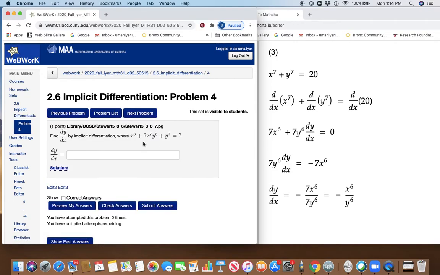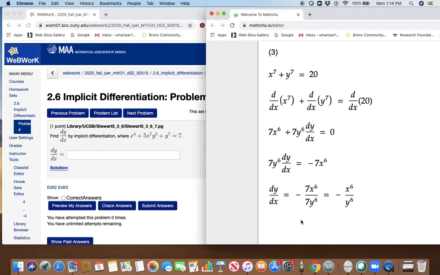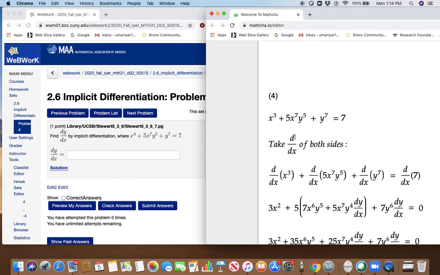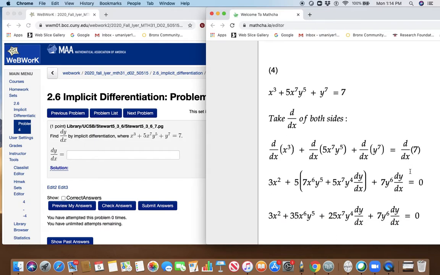Next problem. All of this, x cubed plus 5x to the 7th y to the 5th plus y to the 7th equals 7. Take derivative of both sides. Derivative, derivative, derivative, and derivative. Okay. Right hand side is constant, its derivative is 0.